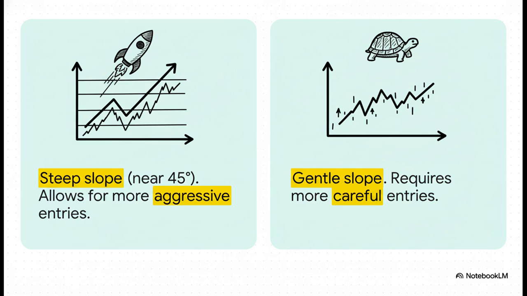Next up, let's talk about the slope. The angle of the moving average tells you a ton about the strength of the trend. A really steep slope, something close to a 45-degree angle, that screams strong trend. Think of it like a rocket ship. That's when you might get more aggressive.